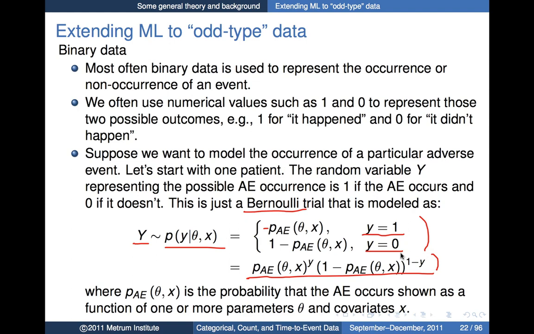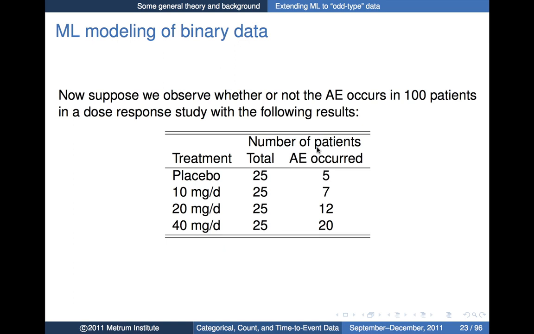So that's a basic model for our binary case, where we have maybe just one observation per individual. Let's make it more concrete and actually take some numbers here. Let's suppose we observe whether or not an adverse event occurs in 100 patients in some dose response study, and these are the results.